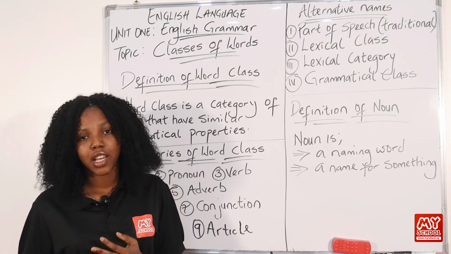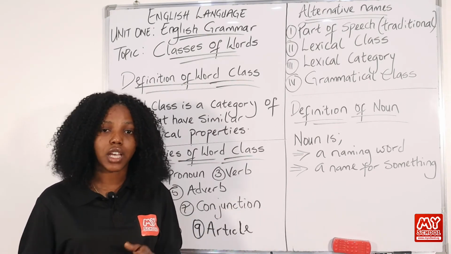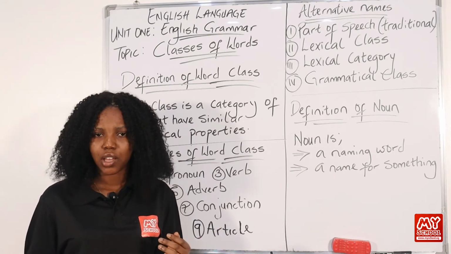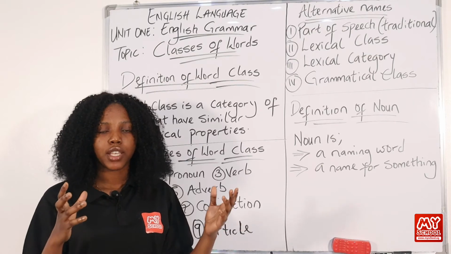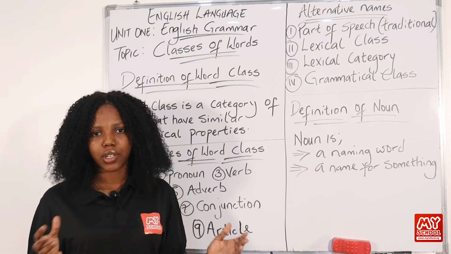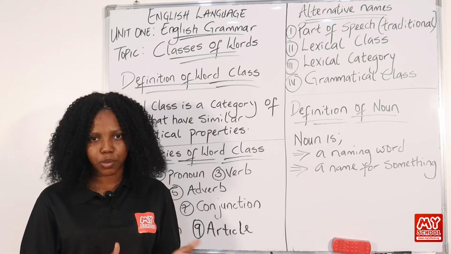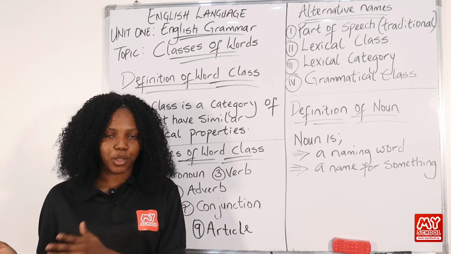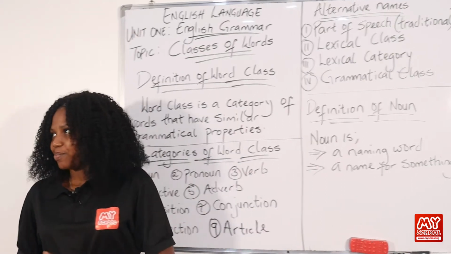It could be a person, a thing, an animal, a place, an idea, a concept, it could be just anything, a name for something, and that is what a noun is. Okay, so we'll be moving to the last objective, and like I said, it's going to be visually displayed. So we need to move to the board now for that.